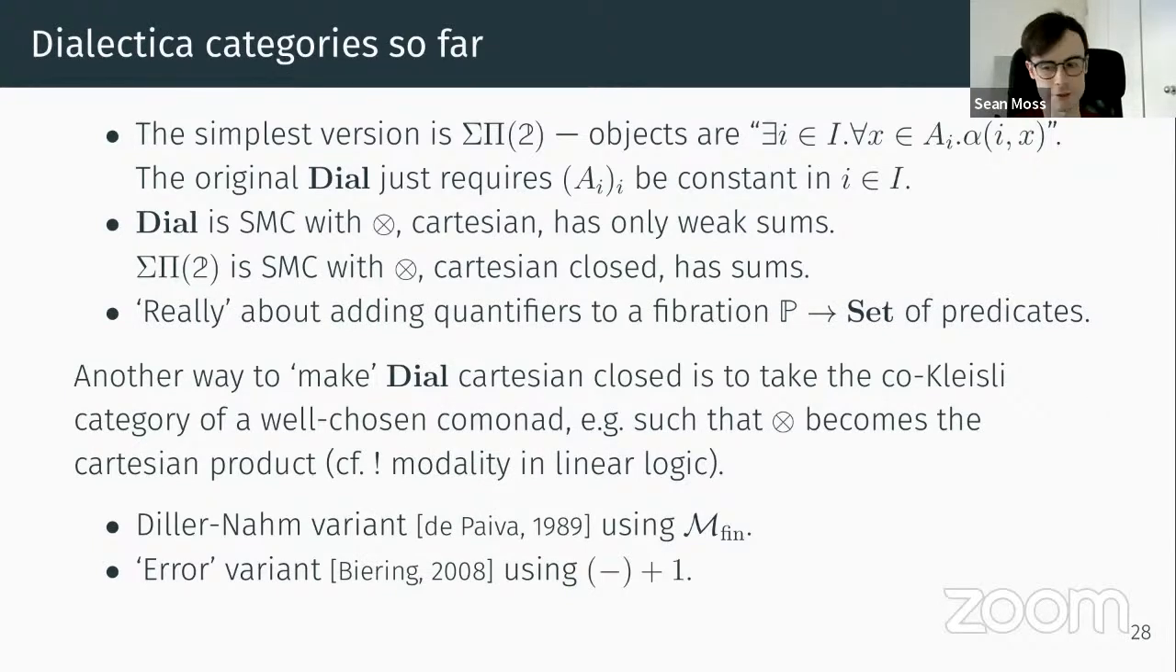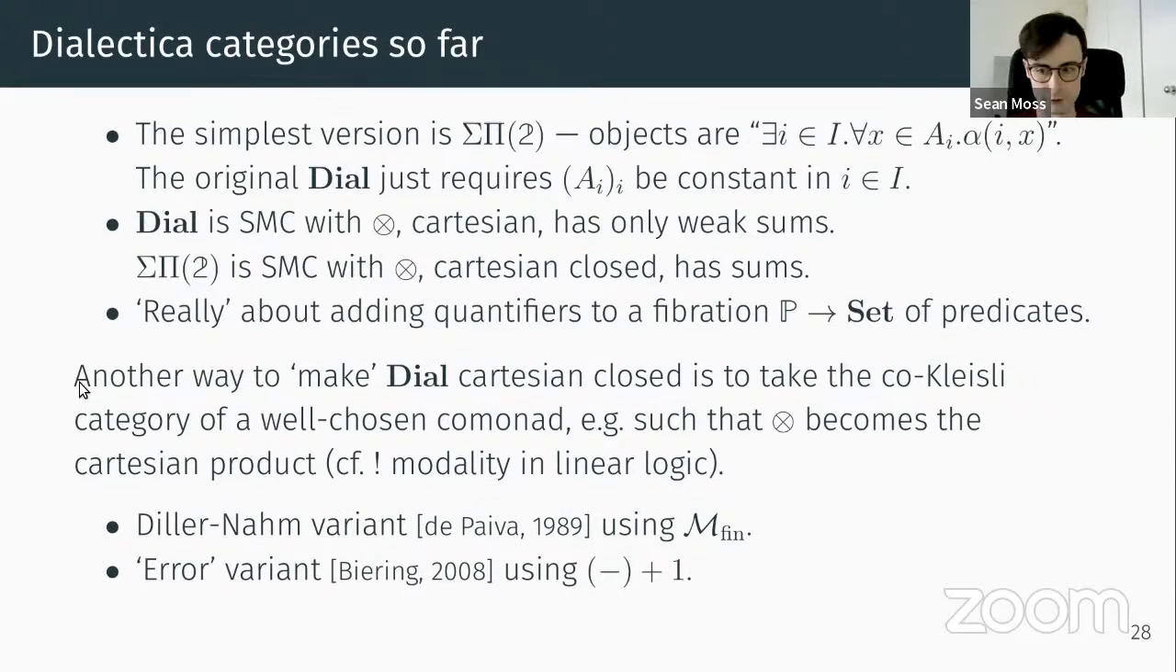Okay, so just to recap, the simplest kind of dialectica category, if you ever need one, is sigma pi of 2, and we read the objects, rather than as sum of product of something, as exists, for all, some proposition. And the original dialectica category varies from this only by requiring that the thing we universally quantify over is constant in the thing that we existentially quantify over, not allowed to vary, right? Sigma pi of 2, you can think of it as just completing dial with slightly nicer categorical properties. So instead of having weak sums, it has actual sums, being a sum completion. And it's actually Cartesian closed, and also symmetric monoidal closed, but dial is only symmetric monoidal closed.